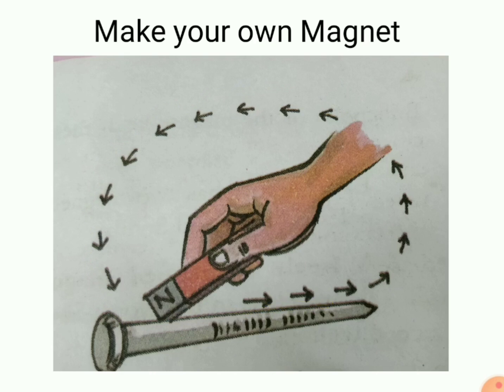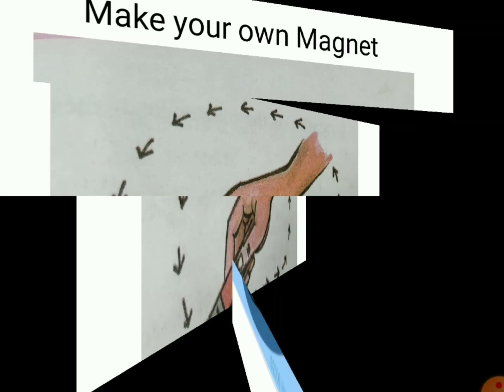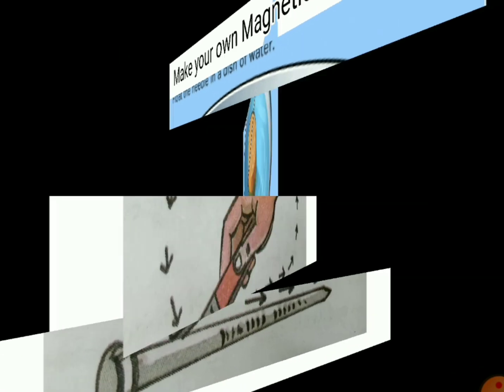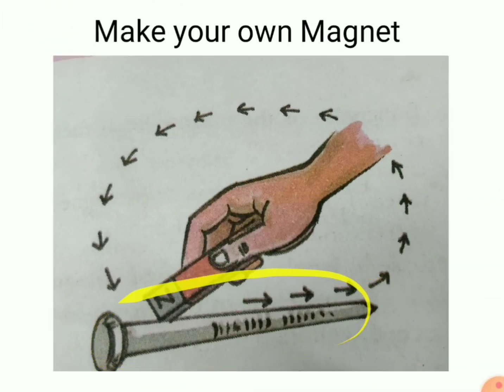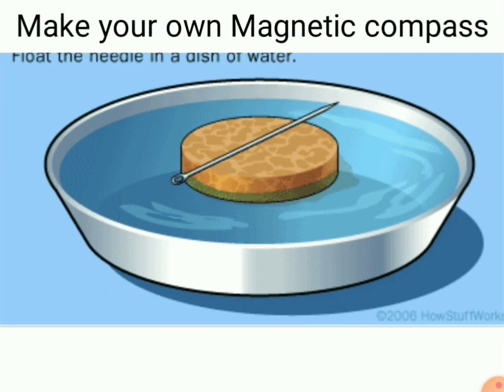Like this you have to do 20 to 30 times. Afterwards, if you remove the magnet and take only the iron nail, it will start acting as a magnet. That is the way to prepare your own magnet.